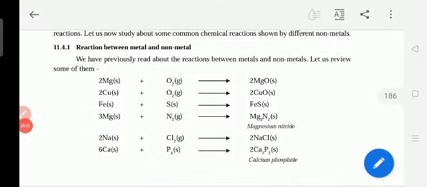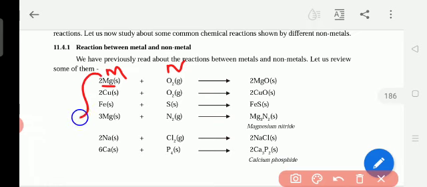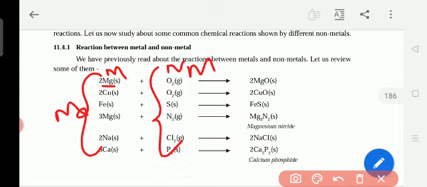Reaction between metal and non-metal. We have previously read about the reactions between metals and non-metals. Let us review some of them. So, for example, here magnesium is the metal and this is the non-metal. All these things on this side are the metals and all these things are the non-metals.